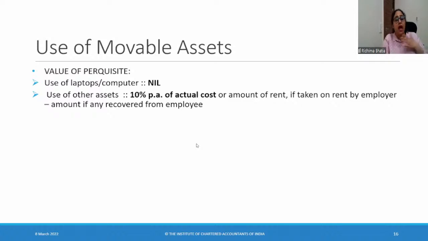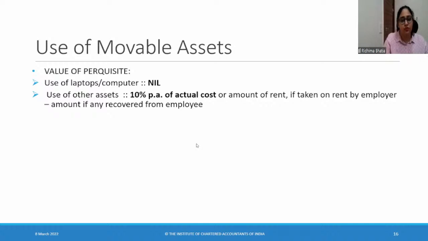But if I myself as an employer took that asset on rent and then gave it to you, then instead of cost, the actual rental charges would be the perquisite in your hand. Simple. See, nothing to ratify. I am giving you an asset to use. If it is owned by me, 10% of the cost would be perquisite in your hand. If it is not owned by me, the rental amount would be perquisite in your hand. And obviously, if I'm recovering anything from you, that would be reduced from the value of perquisite. Any amount recovered would be reduced from the value of perquisite. Clear?